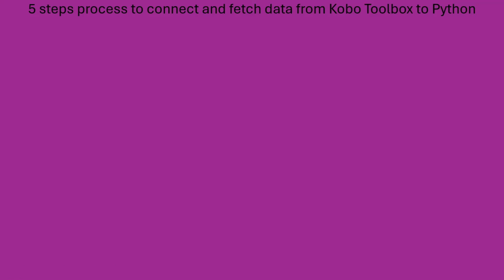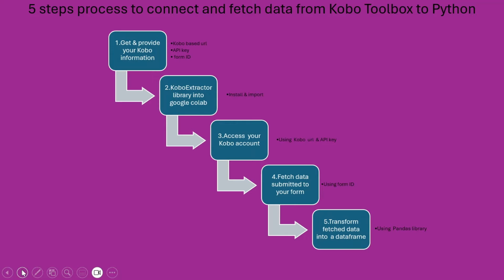Connecting and fetching data from Kobo Toolbox to Python is a 5-step process. The first step is to get and provide your Kobo information, and there are 3 types of information that you will need to provide. The first one is the Kobo base URL, the API key, and the ID of the form where you have the data.